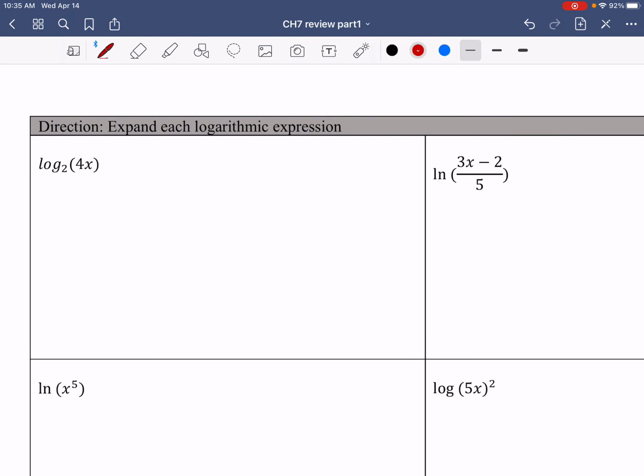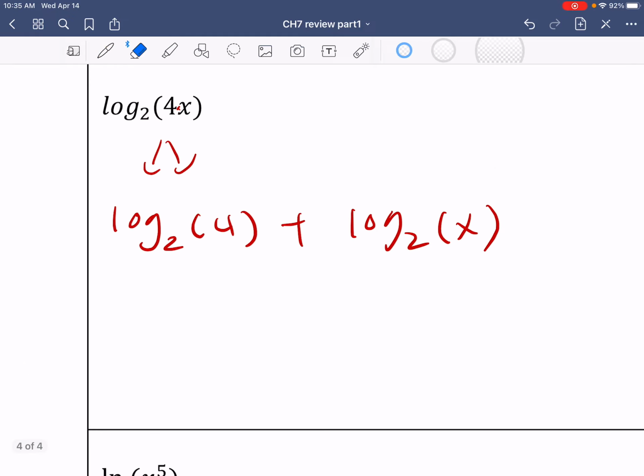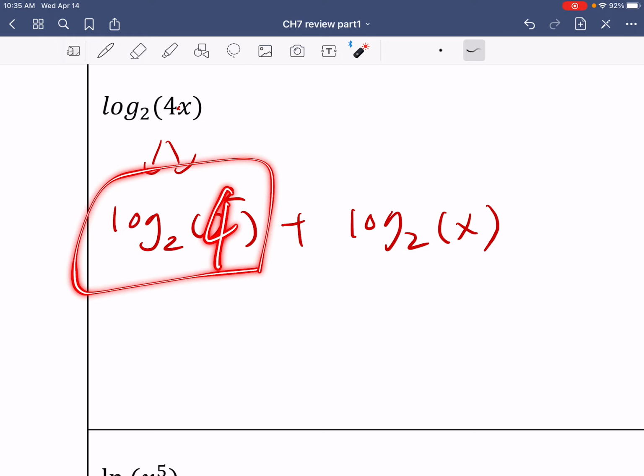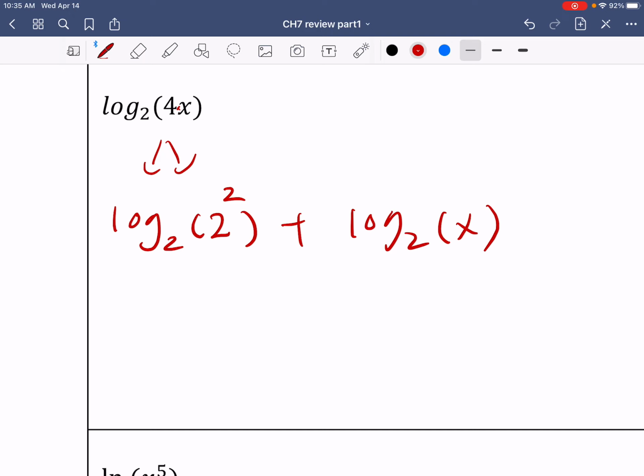So this one is the same as log base 2 of 4 plus log base 2 of x, right? Because there's a hidden multiplication sign, so you can add. And 4 is the same as 2 squared. You can always put this into a calculator instead of doing it by hand. You can just put log base 2 of 4 into the calculator. So this one is the same as 2, okay?